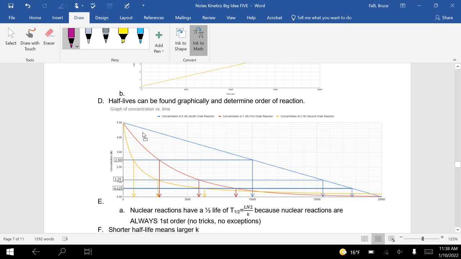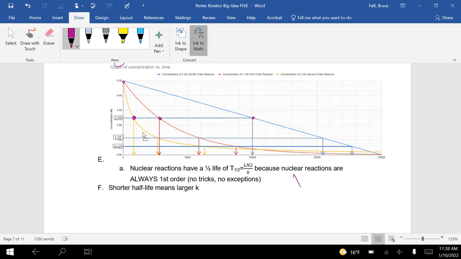So if I start with the concentration of 5, and then I'm looking at 2.5, this is the half-life, because again, I'm starting at 5. This is the half-life. They all have different half-lives. Nuclear reactions have a half-life of t1/2 equals ln2 over k, because nuclear reactions are always first order. No tricks, no exceptions. A shorter half-life means a larger k, and that's a nice little thing to know.